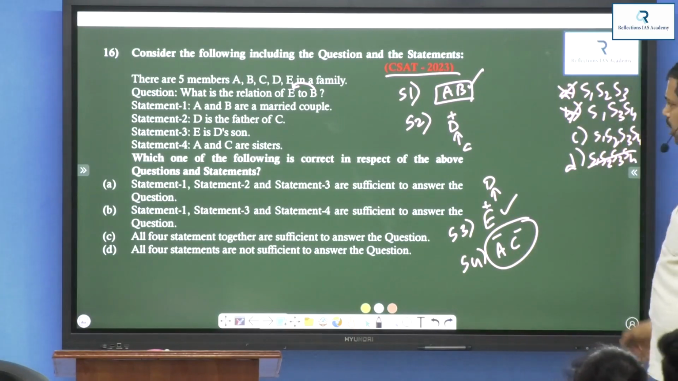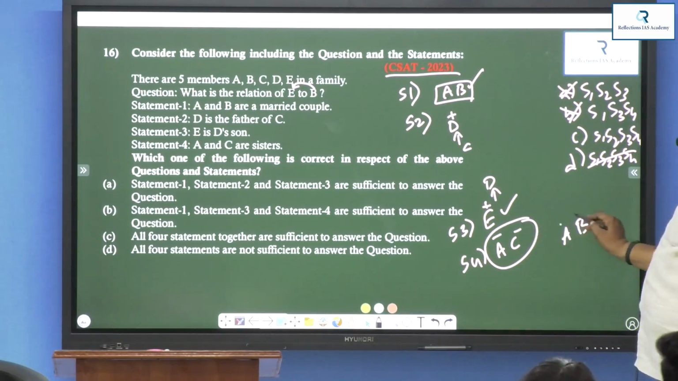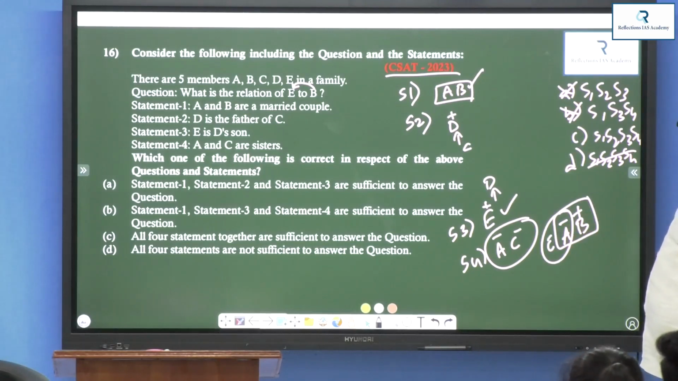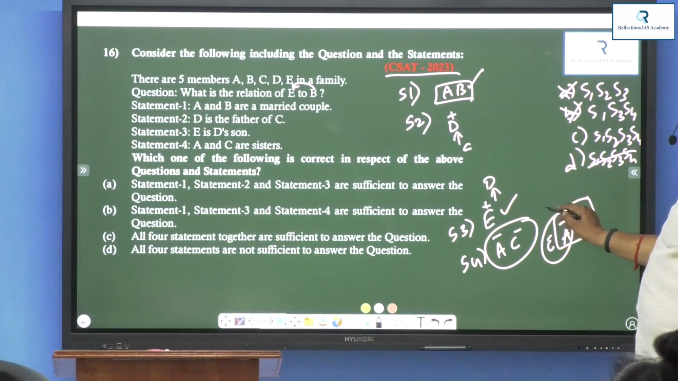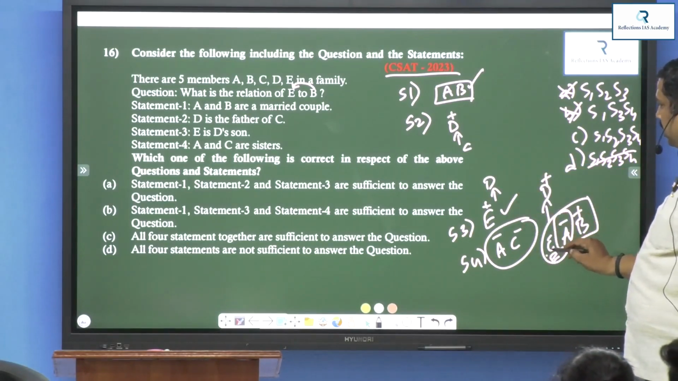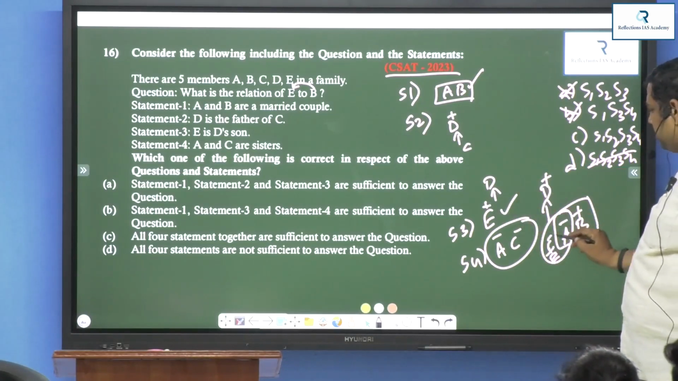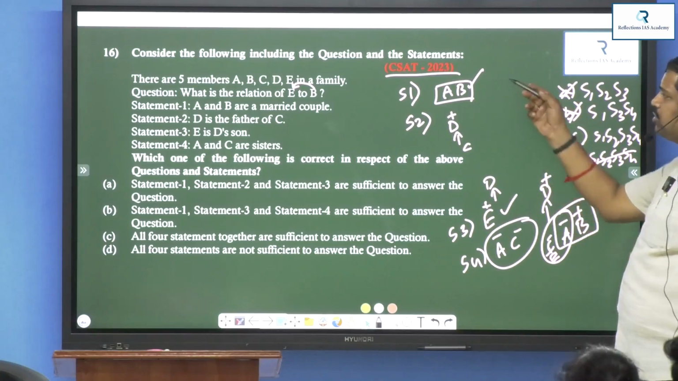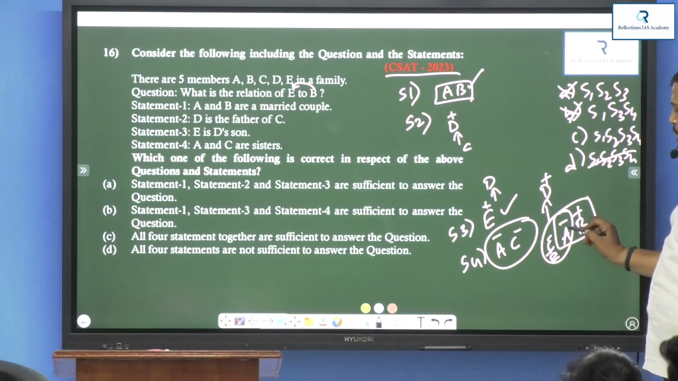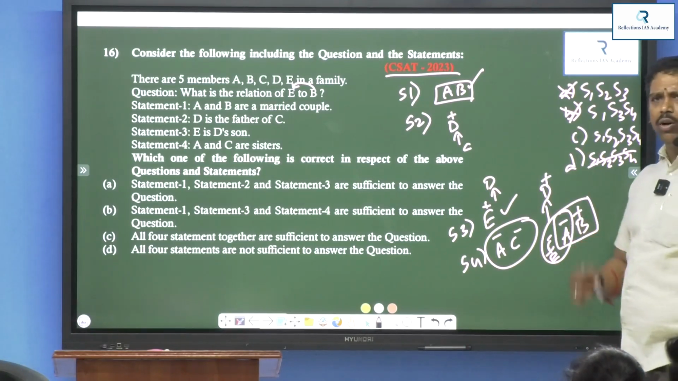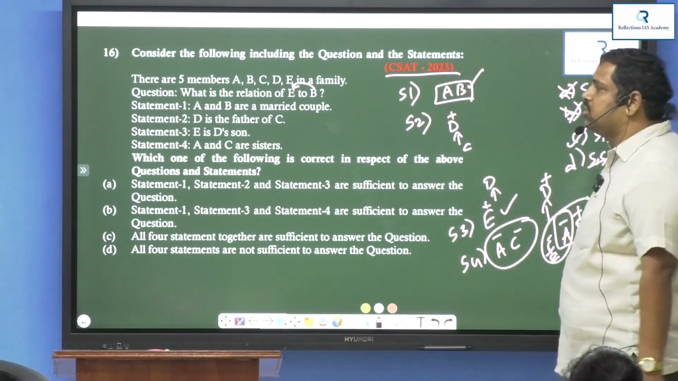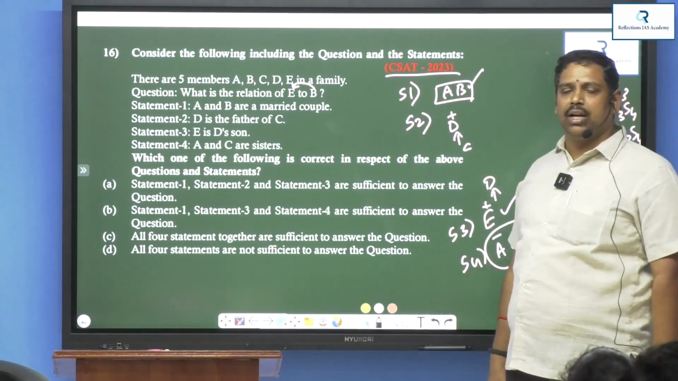Shall we try? Sir, A and B are married couple. A is sister. That means that B is husband. A and C are siblings. Next one, C's father is D. D's son is E. That means that these three are siblings. What is the question? What is the relation of E to B? For B, E is her spouse's brother, brother-in-law. You got the answer or not? All the four. Which option is answer? C. Blood relations.